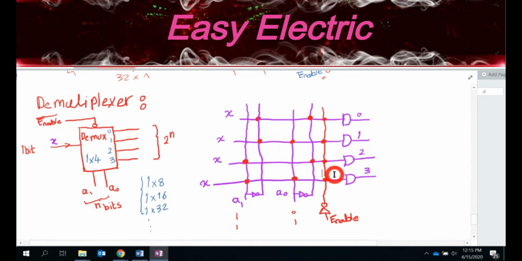So any question about this? So again, when you use this, definitely whenever you have just one input and you have different outputs and you want to connect this input to the output based on the address that you have, definitely that should be the place that you need to use the demultiplexer.